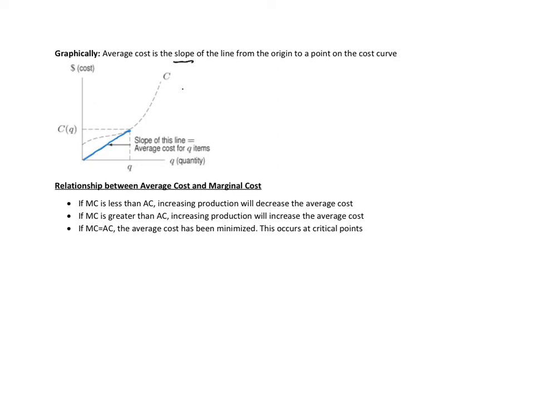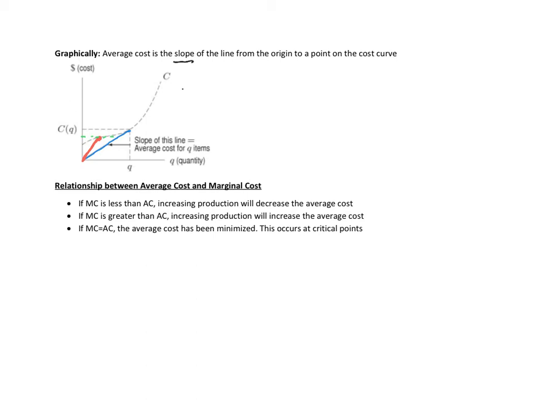So let's think about the relationship between average cost and marginal cost, keeping in mind that marginal cost is the slope of the tangent line at that point. If marginal cost is less than average cost, that would be an example of this point here. Why do I say that? Well, the slope of the cost function would be a very low number. It's almost horizontal. That slope would clearly be less than the slope of our average cost to that point. So here we have marginal cost less than average cost.